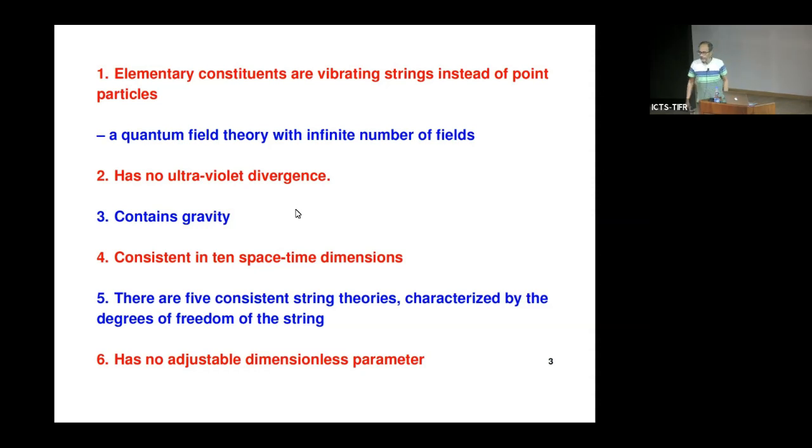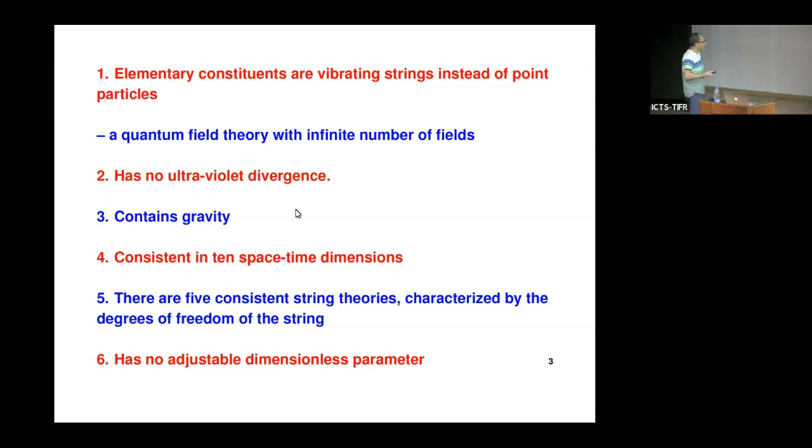But for the purpose of this seminar, you can just think of string theory as a quantum field theory with infinite number of fields. But most of these fields are so heavy that they are beyond our reach today. We cannot see them. It has no ultraviolet divergence. In fact, that's what singles out string theories from quantum field theories. It contains gravity. It's consistent in 10 space-time dimensions.